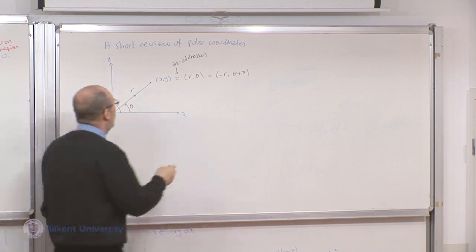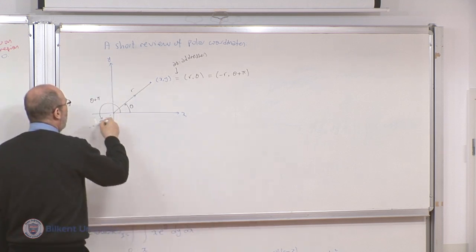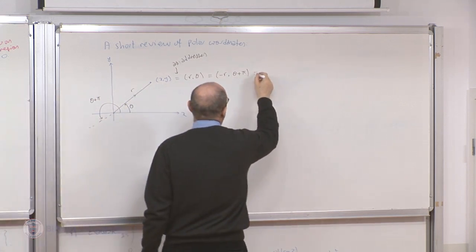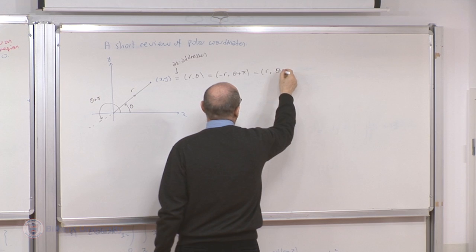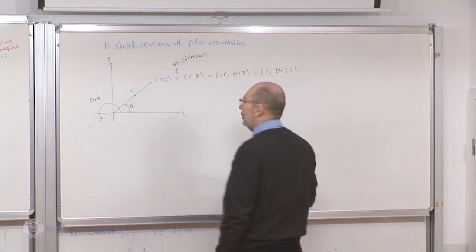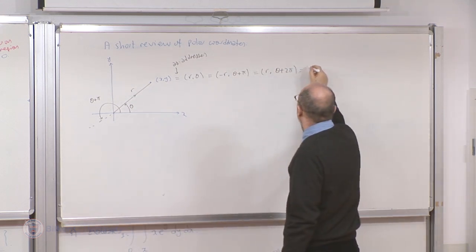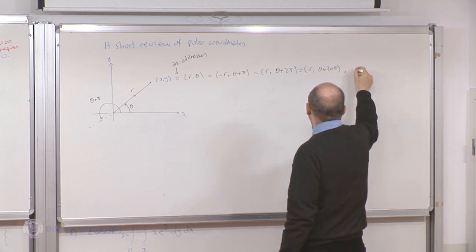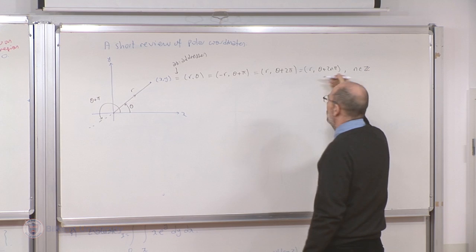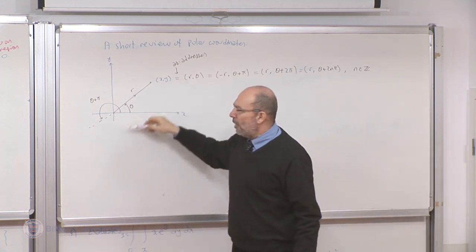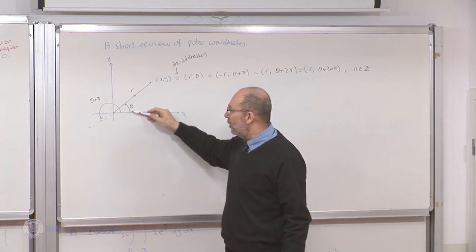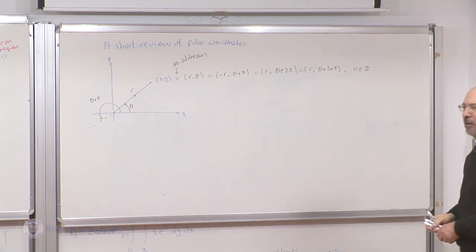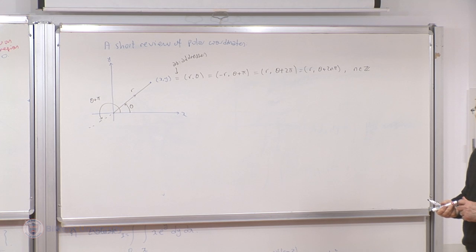Okay? But we also know that if I can turn around this once, come here, and then go here, this is the same thing as r, theta plus 2 pi. Okay? Or r, theta plus 2n pi for any integer n. So I can turn around this backwards, and I come here, I go theta. Okay, so this is just the main thing that you should keep in mind.